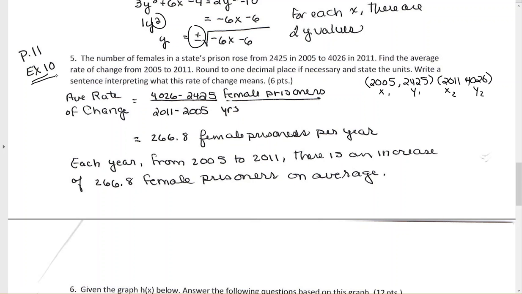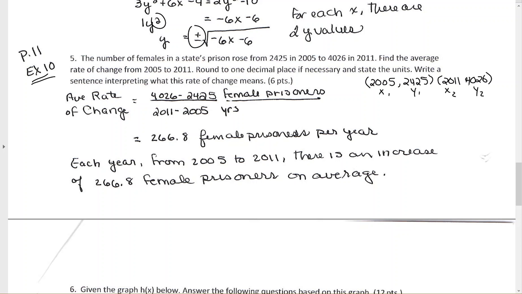Again, refer back to example 10. When you write this up, you do the division. You simplify the top, simplify the bottom, do the division so that it's a number per year. So in this case, rounding to 1 decimal place, 266.8 female prisoners per year is what the unit label is. Female prisoners was my Y's, the years was my X.